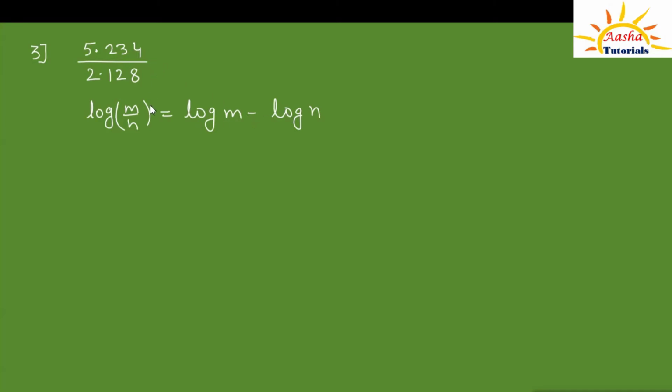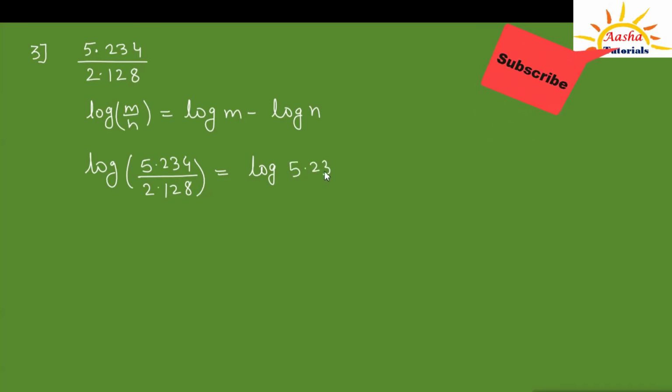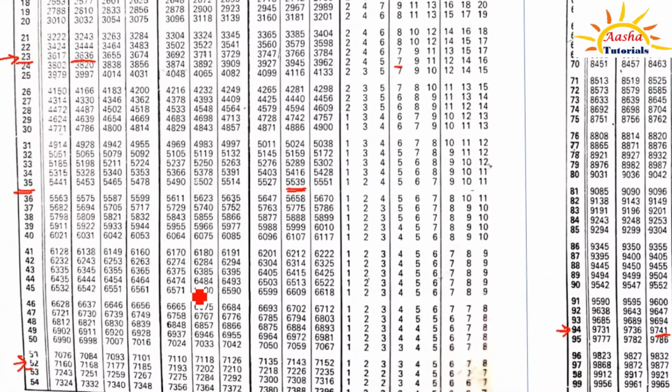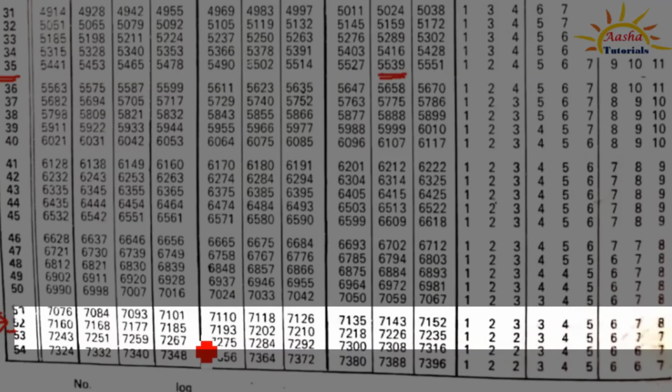So let's apply this to solve this problem. Here we have log of 5.234 divided by 2.128. To solve this, we have to take the log of 5.234 first of all. From that, we have to subtract the log of 2.128. So let's find the log of this number. Again, as this is a single digit number, the characteristic value is 0. Then we have to find the log of 52 in 3 and 4. In the third column that is 7185, and in the fourth column its mean difference is 3.